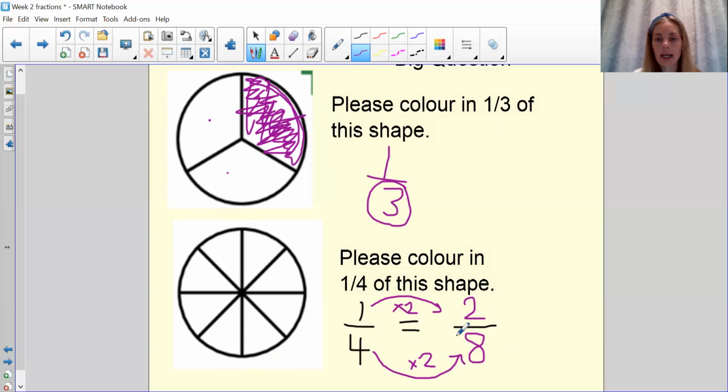Now, let me go and check. Have I got 8 pieces here? Yes, I do. So I'm happy with my denominator. And how many pieces now must I shade in? That's correct, 2. Okay, and if I had to try and make this as neat as possible, you can see that that is a quarter. Okay, not just one piece, all right? One piece is not a quarter of this shape, okay? Right, the bottom number tells me how many times I have divided this number up.